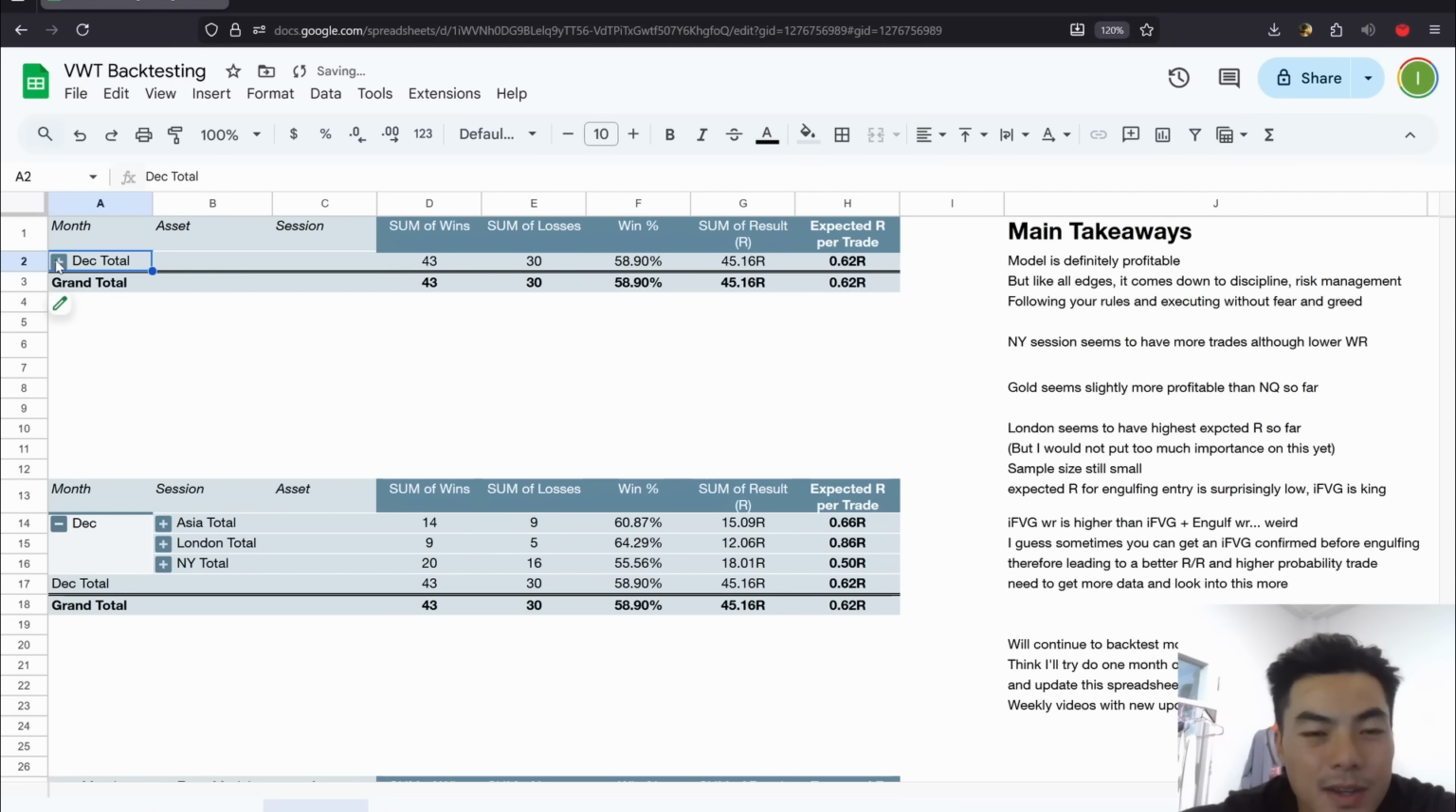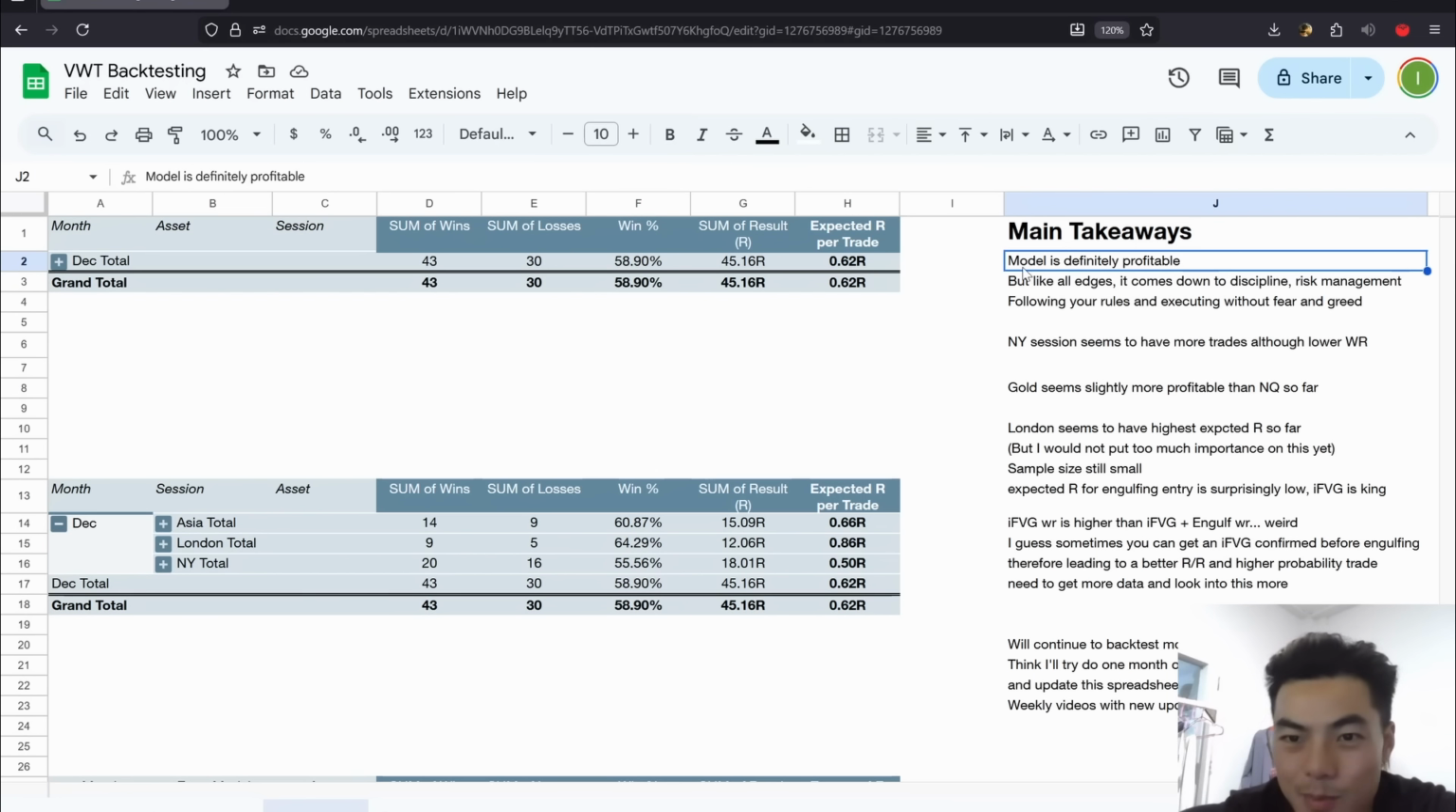So let's just look at the grand total. Firstly, we can see 43 wins, 30 losses, for a total of 73 trades with a 58.9% win rate, a total of plus 45 R, and an expected R per trade of 0.62 R. So as expected, the model is definitely profitable, but like with all edges, it comes down to discipline and risk management and being able to follow your rules and just executing like a robot without fear or greed.